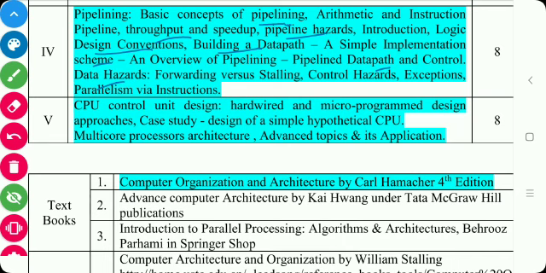Okay, so this is the syllabus of computer architecture and organization, and the textbooks are Computer Organization and Architecture by Carl Hamacher, 4th edition, then Advanced Computer Architecture by Kai Hwang, and Introduction to Parallel Processing: Algorithms and Architectures by Behrooz Parhami. Okay, so these are the textbooks.